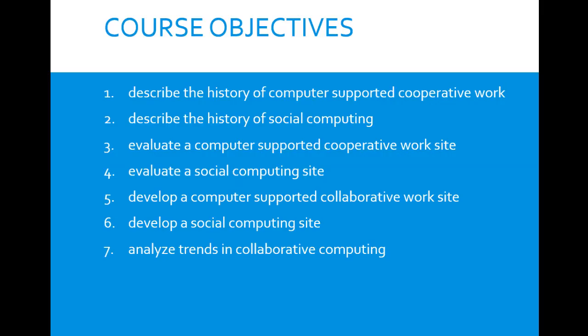In this presentation, I would like us to step back and look at the course objectives so that we put into perspective why we are doing what we are doing. There are 7 objectives in this course: to describe the history of computer-supported cooperative work, to describe the history of social computing, to evaluate a computer-supported cooperative work site, evaluate a social computing site, develop a computer-supported cooperative work site, develop a social computing site, and for the graduate students, analyze trends in collaborative computing. I want us to focus on the keywords here: we need to know how to describe, to evaluate, and to develop computer-supported cooperative work sites.